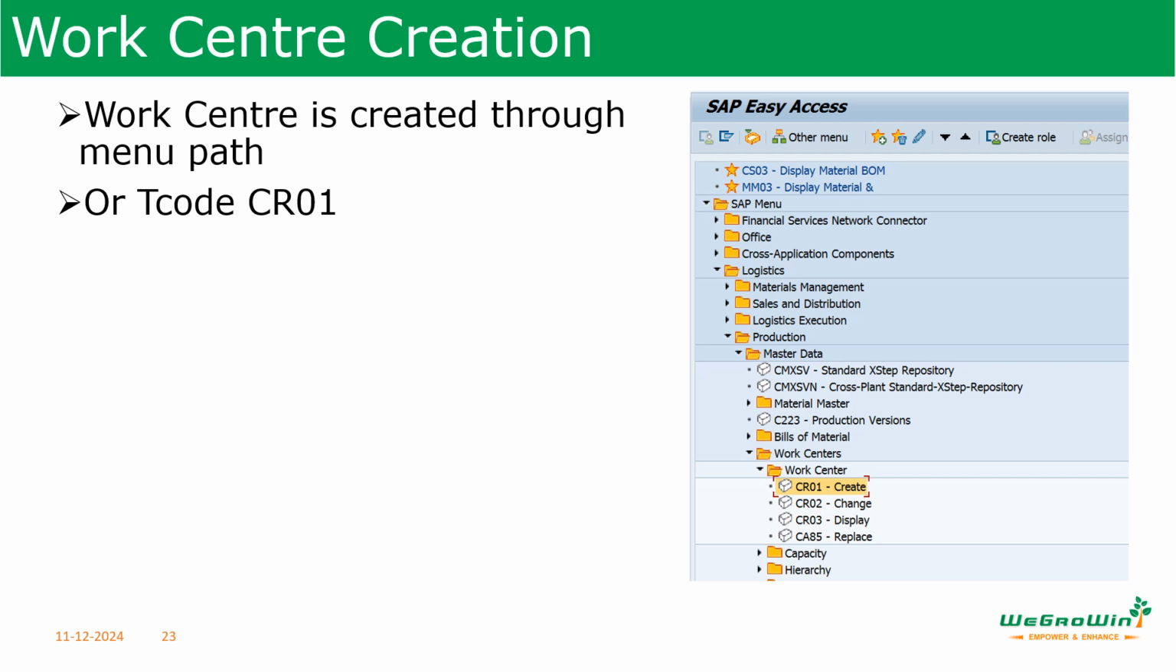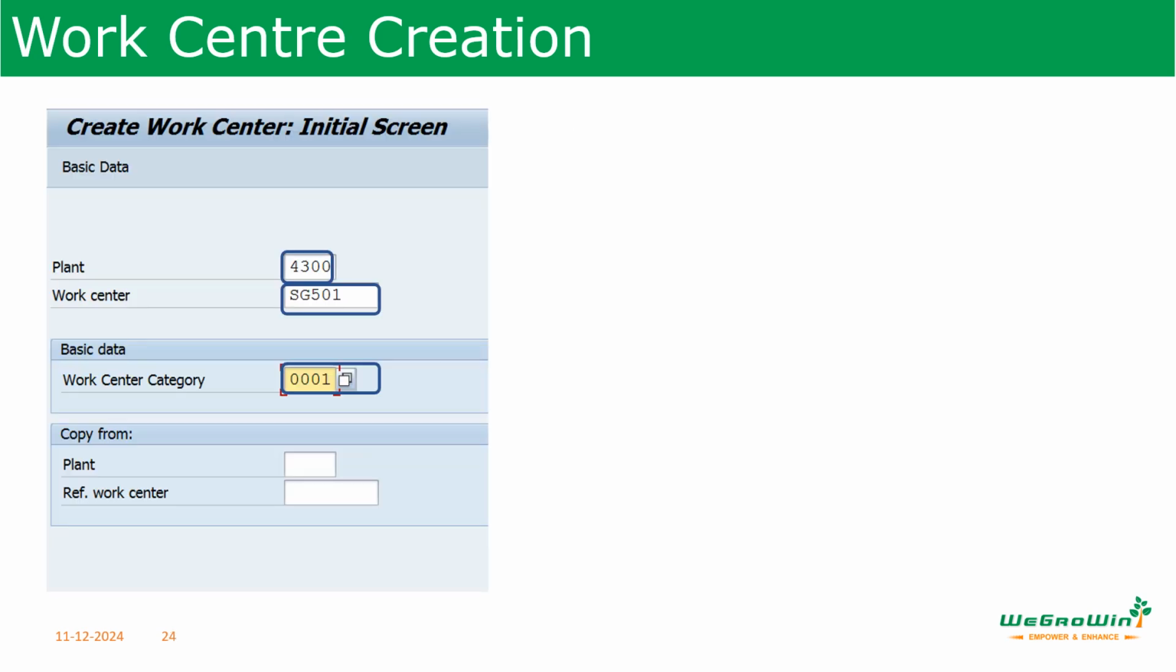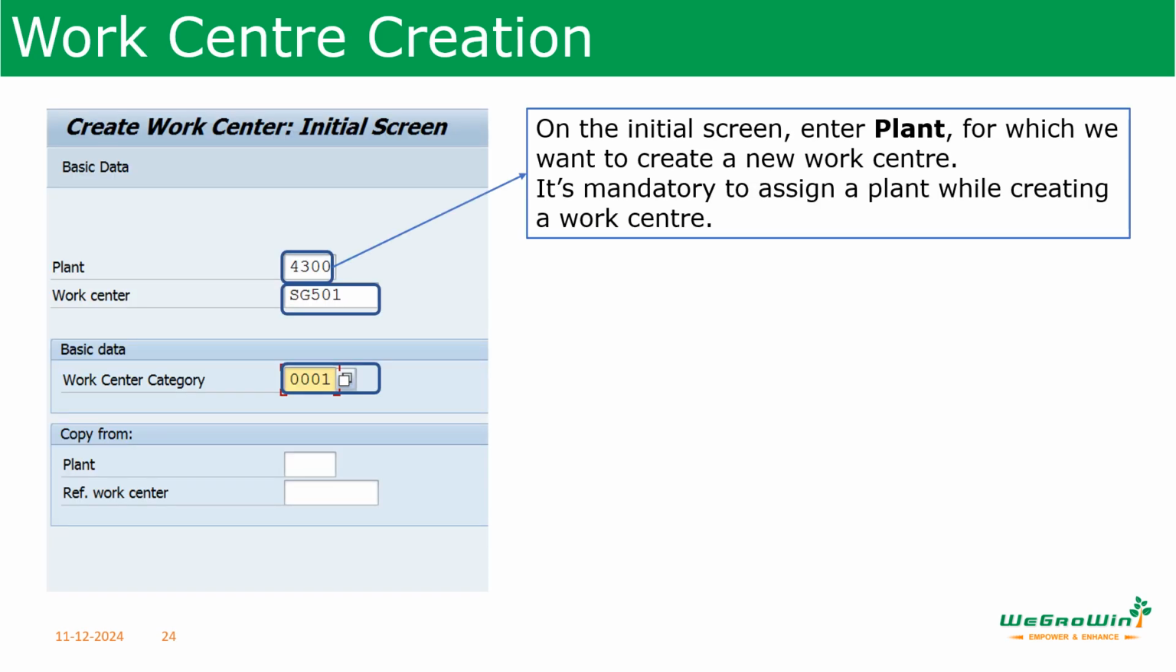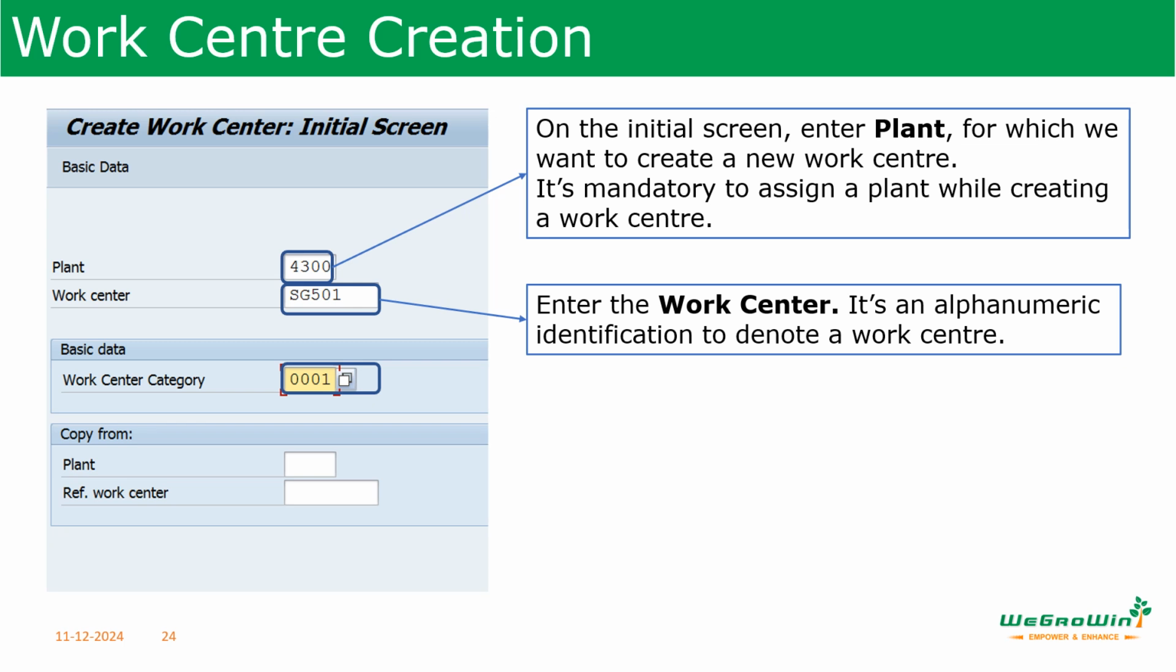After entering CR01, we go into the screen where we enter the plant. It is the plant where we want to create the work center. It is mandatory to assign the plant to each work center. And then we enter the work center. It may be an alphanumeric name. Here we give something like HG501, or it may be 1234, or 123-1, which is to denote the work center.